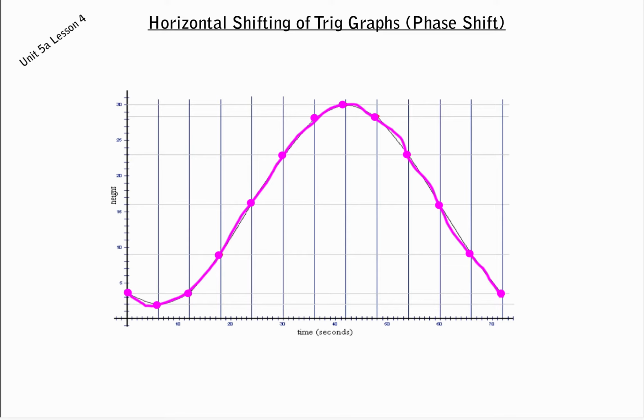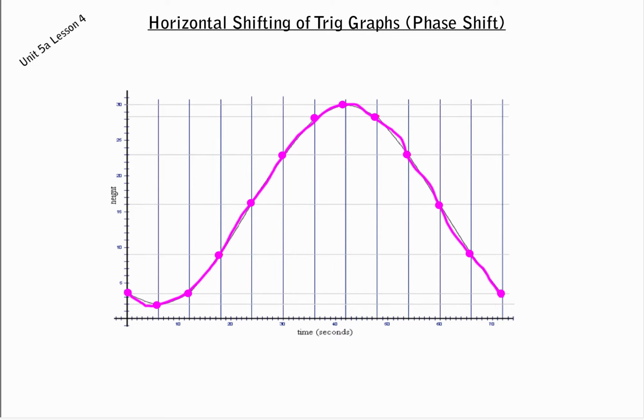We are now going to look at the final type of shifting there is, and that's the horizontal shifting of trig graphs. Sometimes it is called the phase shift. And it's called the phase shift just like you have the phases of the moon, right? You have a crescent moon that goes to a half moon, that goes to a full moon, that goes back down to a half moon, that goes back down to a crescent moon, right? It's moving along the x-axis. That's why it's called a phase shift.